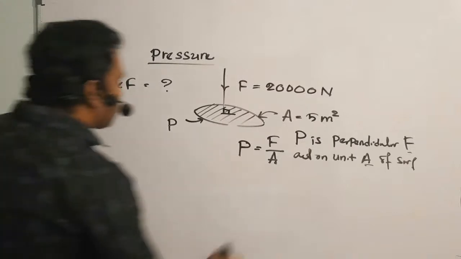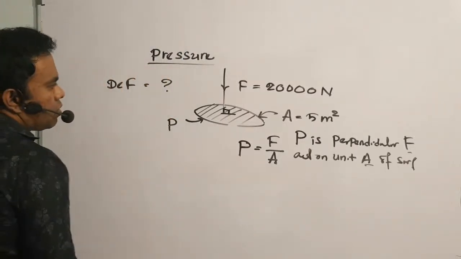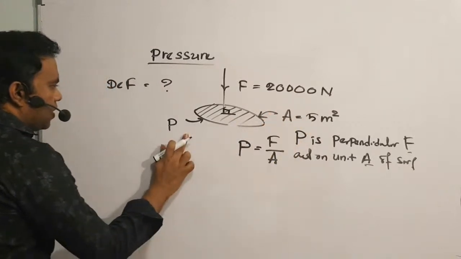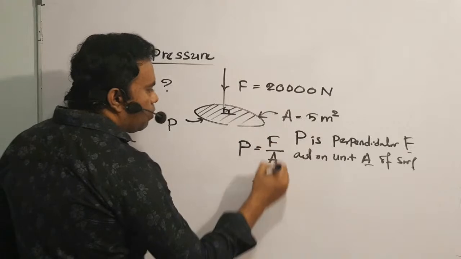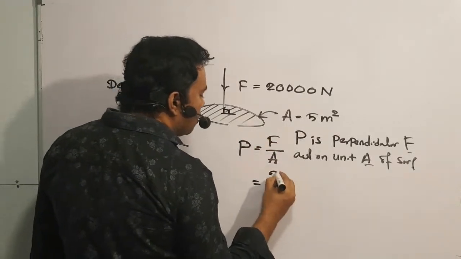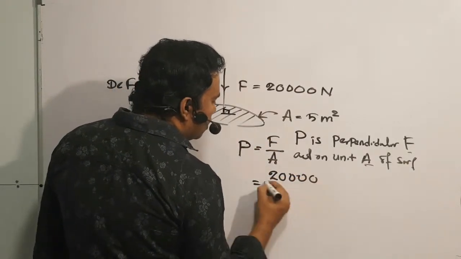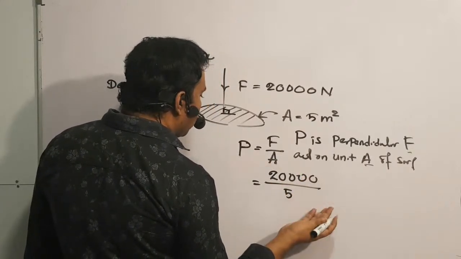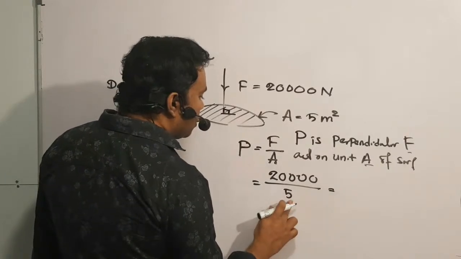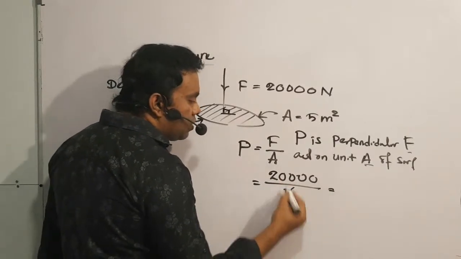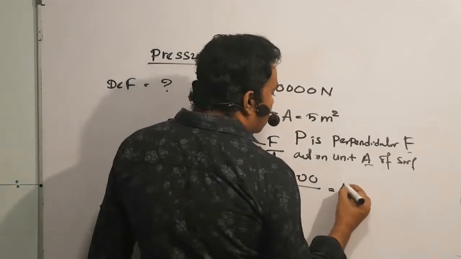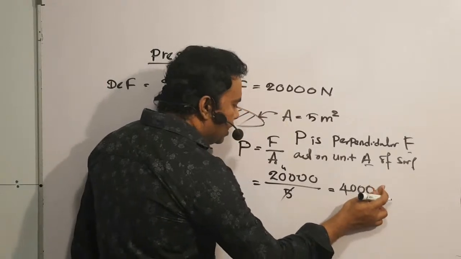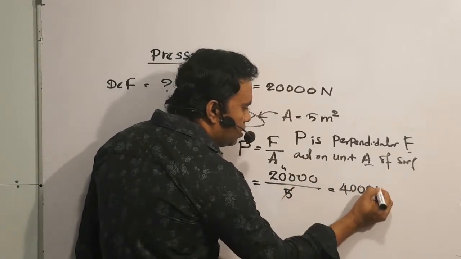Okay, look at this. Let's do a simple calculation. What's the pressure here? Pressure equals force upon area. So force is 20,000 newtons. Don't put the unit here. Area is 5 square meters. Then you can end up with how many 5s to 20? So that's 4,000. Put the unit in the final answer: 4,000.